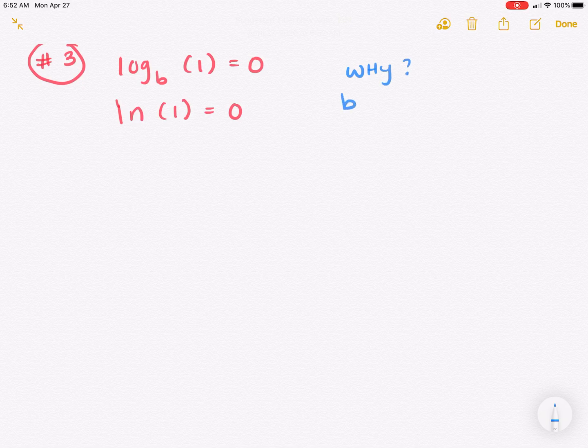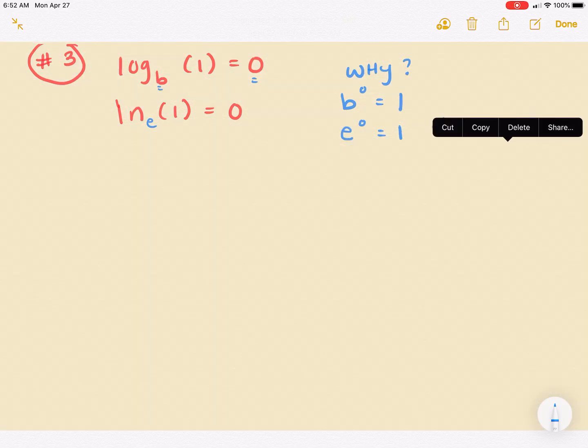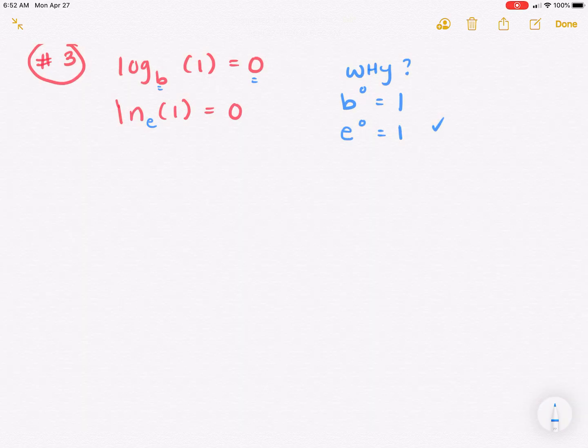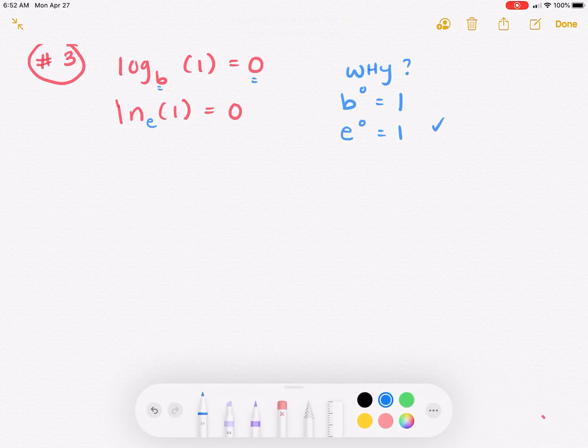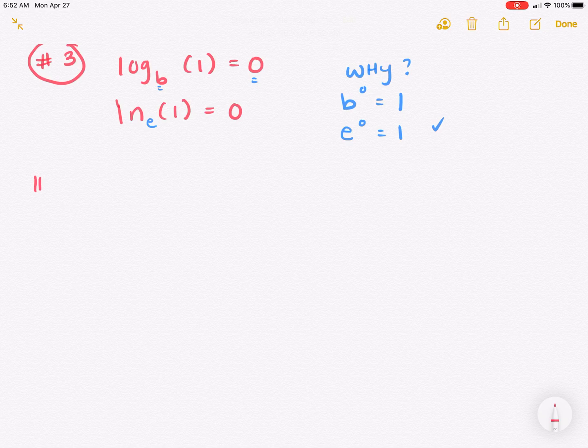When we take our base b and raise it to the 0 power, a 0 power always gives us 1. Same thing over here. When we take e and raise it to the 0 power, it equals 1. So pretty intuitive little property. The log of 1 is always equal to 0. Let's get into our bigger properties here that are really going to help manipulate these expressions. Number 4 is what is called the product property.